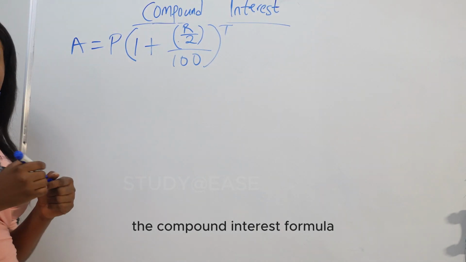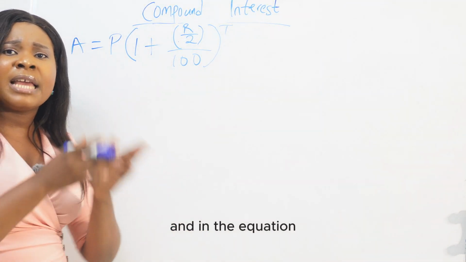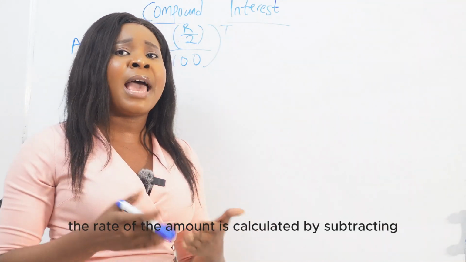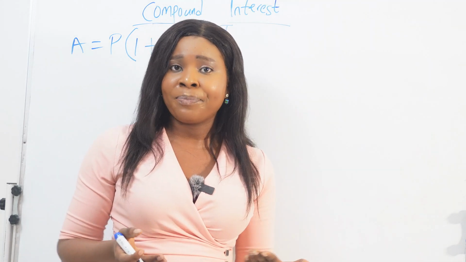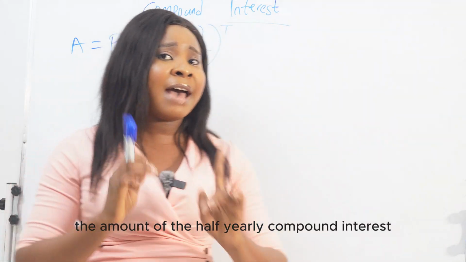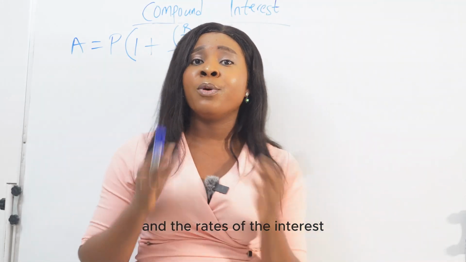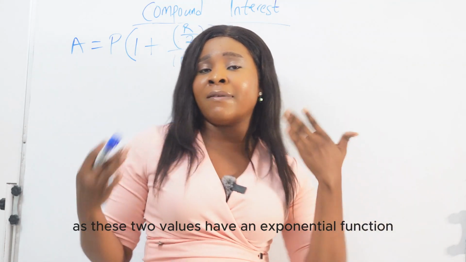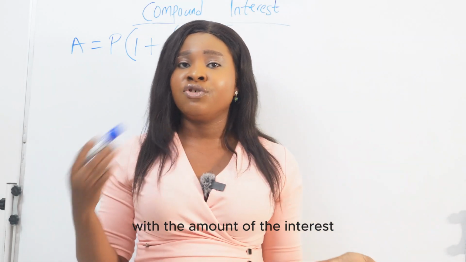The compound interest formula half yearly is calculated by this, and in the question, the rate of the amount is calculated by subtracting the value from the principal. The amount of the half yearly compound interest depends on the unit time and the rate of the intervals, as these two values have an exponential function with the amount of the interest.